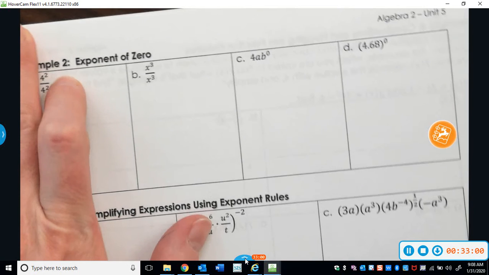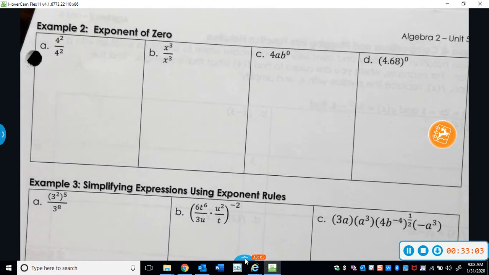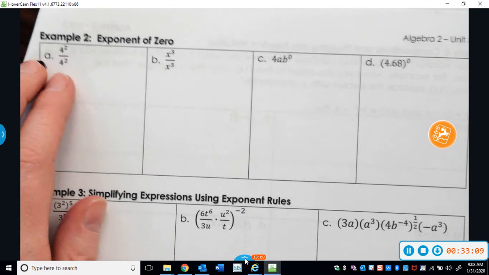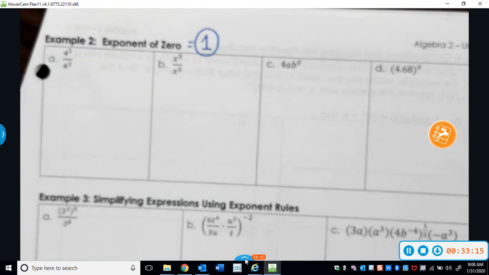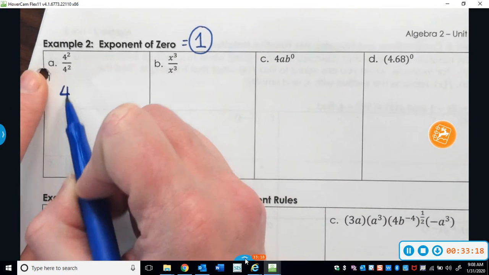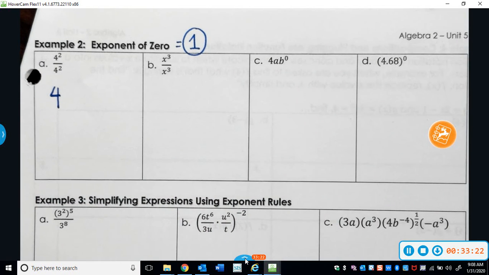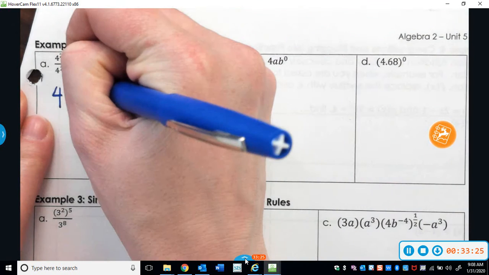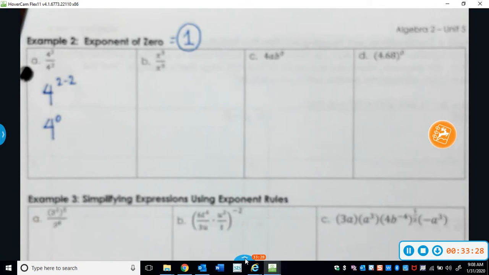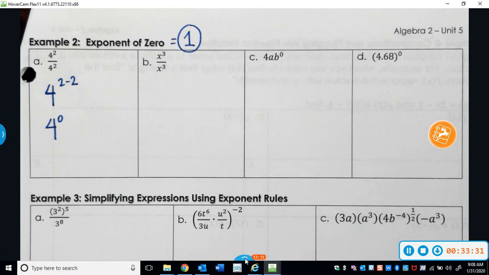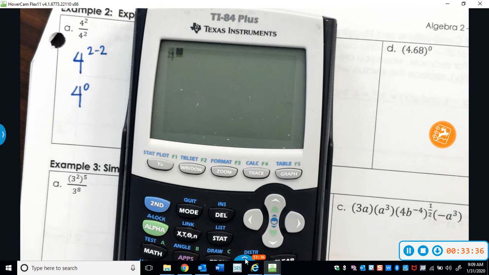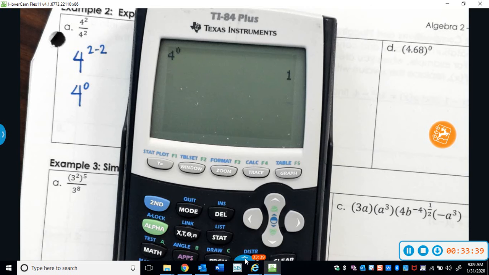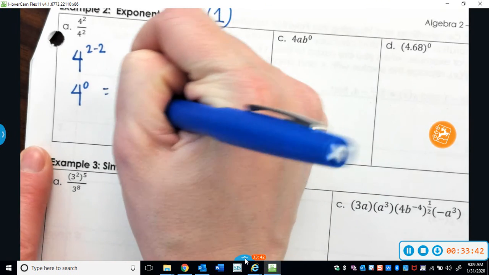If we go ahead and flip over, the one last exponent rule that we need to talk about, which is the easiest one, is whenever you have an exponent of 0, that always is equal to 1. So looking at this, these have the same base and they're being divided. So what can I do with their exponents? So I can subtract them. So I'd be doing 2 minus 2. So that would be 4 to the 0 power. And anything to the 0 power is actually just 1. So I'll show you. If I do 4 to the 0 power, it gives me an answer of 1. So this final thing will be 1 here.